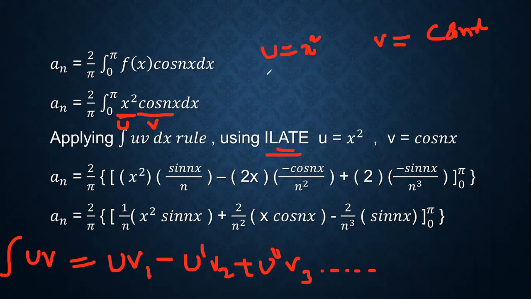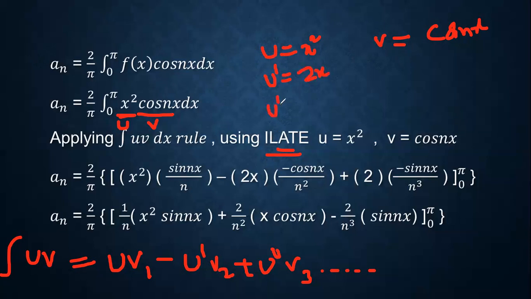U is equal to x square. So you have to differentiate the u term with respect to x and the v term should be integrated. U term should be differentiated and v term should be integrated. So u dash, the differentiation of x square, is 2x.